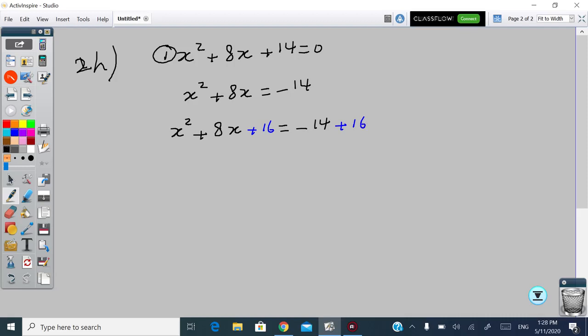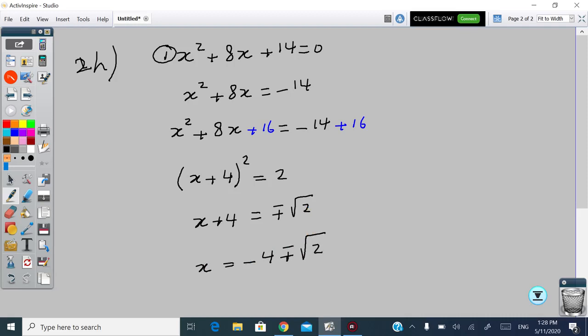Therefore, the left-hand side is now a perfect square, and it can be written as x, root of the first, sign of the second, root of the third, squared, and this equals -14 plus 16 is 2. So x plus 4, by taking the square root, is equal to plus or minus root 2. And x is equal to -4 plus or minus root 2. So that is the idea of question 2. There's nothing more to it. That's all.